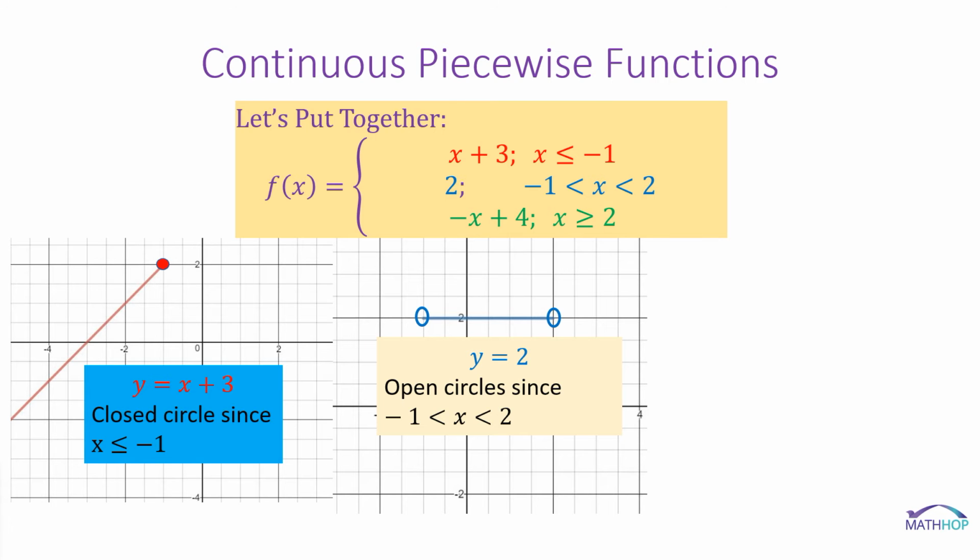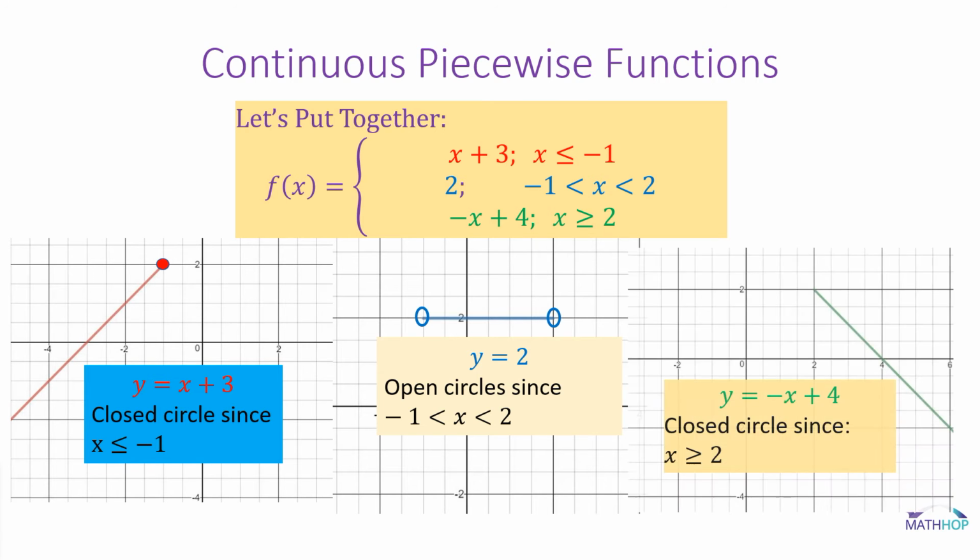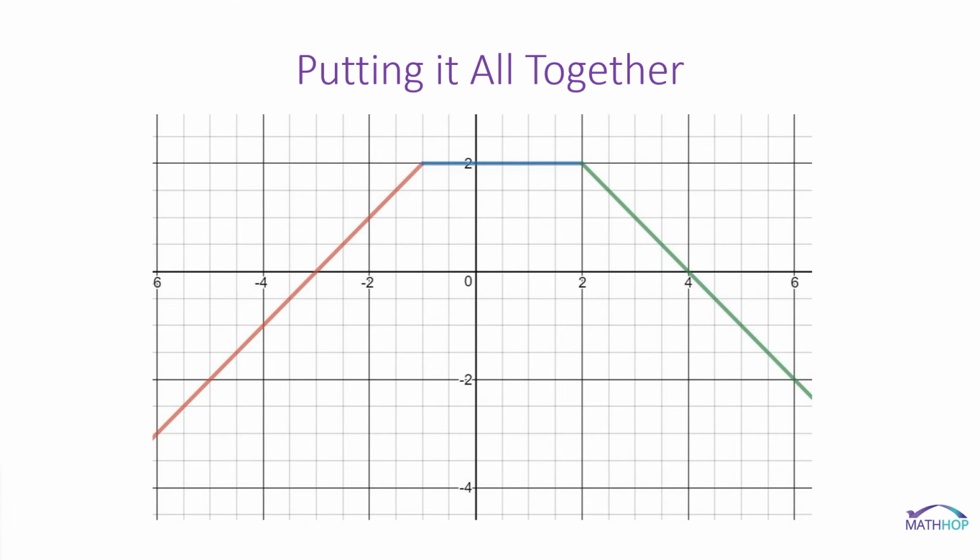And the last portion of this graph is -x plus 4. So that's a linear function with a negative slope for all values greater than or equal to 2, which tells me that I can go ahead and put a closed circle at the input of x equals 2. All right, now I know this is going to be continuous because the first portion ends at y equals 2, which is where the second portion is the entire time, and it's also where the third portion begins. So because of that, when I put this all together, I will get a continuous piecewise function.